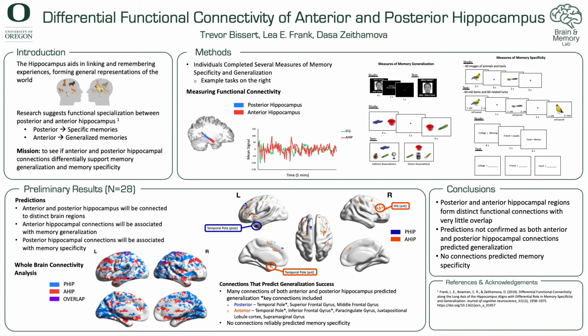The reason for this could be that this is an extension of an ongoing study in which we had a small number of participants, which gave us a low power for this specific analysis. Though we may not have found any connections that predicted memory specificity in the posterior hippocampus, that doesn't mean that there are none and that they couldn't be found in further studies done with larger power.